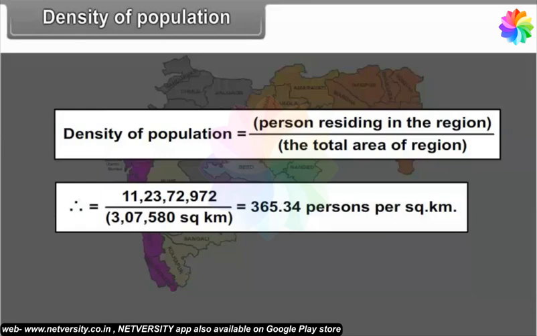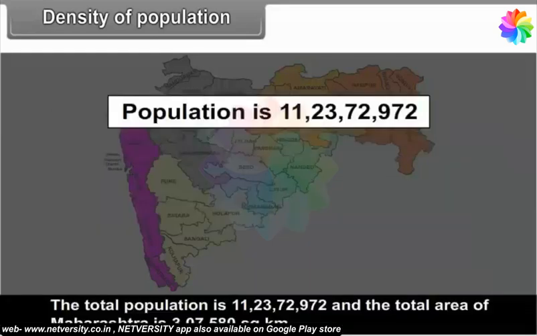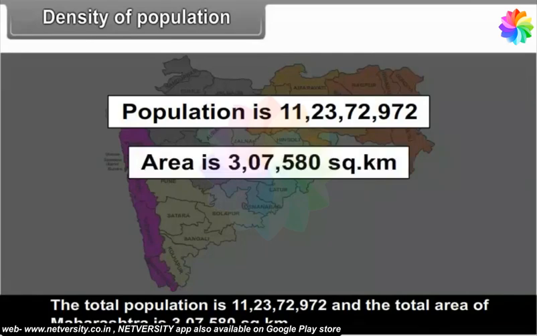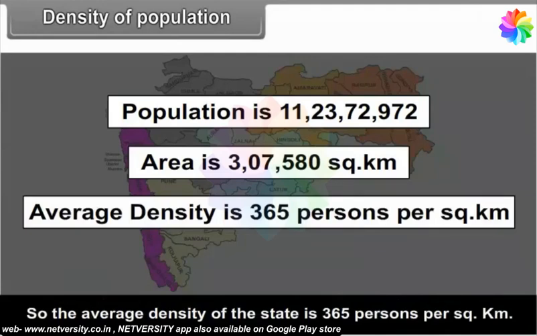11,23,72,972 upon 3,07,580 square kilometers is equal to 365.34 persons per square kilometer, where the total population is 11,23,72,972 and the total area of Maharashtra is 3,07,580 square kilometers. So the average density of the state is 365 persons per square kilometer.